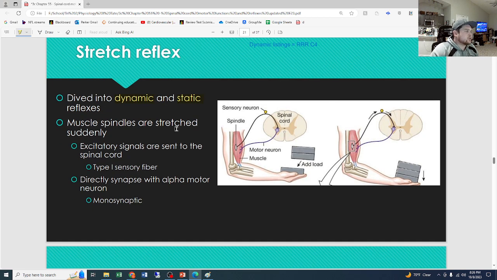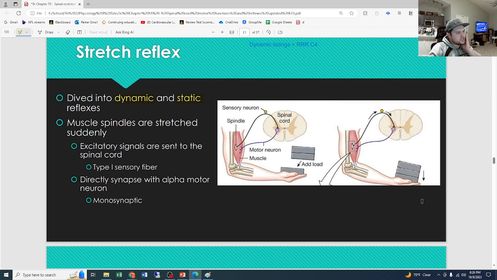So if the muscle spindles are stretched suddenly, excitatory signals are sent to the spinal cord, so there's type 1A. And they directly synapse with the alpha motor neuron to go to the muscle, and that is the monosynaptic reaction. So in this case, it's like adding a sudden load to it, and then the muscle immediately senses it.